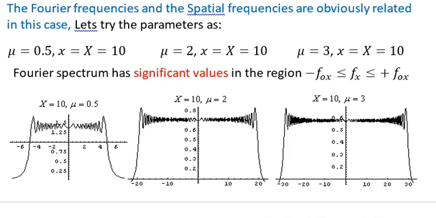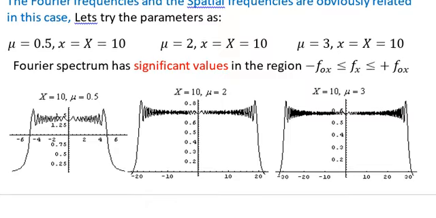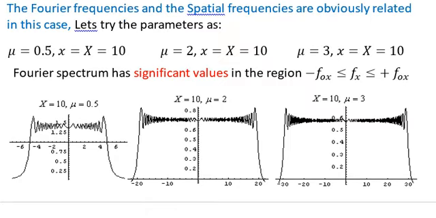Now you can compare. If you calculate f0x, which is mu times X, then 0.5 multiplied by 10 is equal to 5. So you see that the first figure, on the left hand side, has significant values in the range from minus 5 to plus 5. In the second case, you multiply mu with 10 to get 20, and 20 is the spatial frequency of the object along the x direction, and you can see from the Fourier plot that the significant values lie from minus 20 to plus 20.